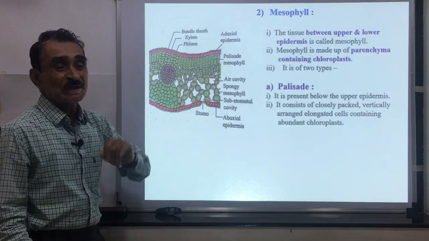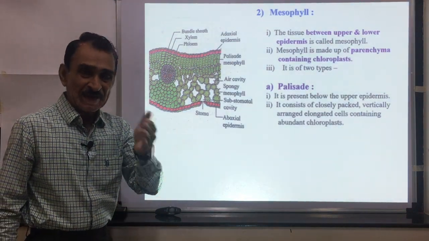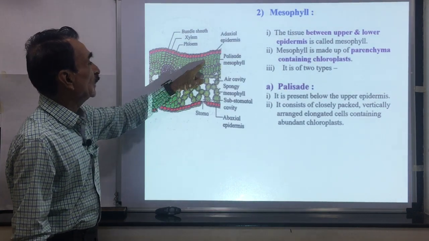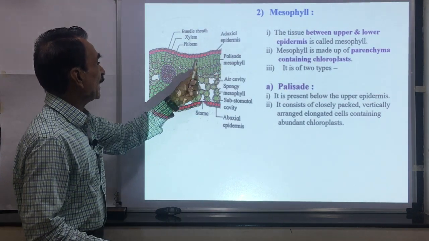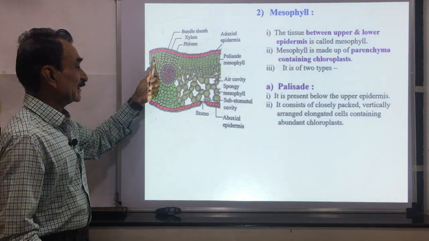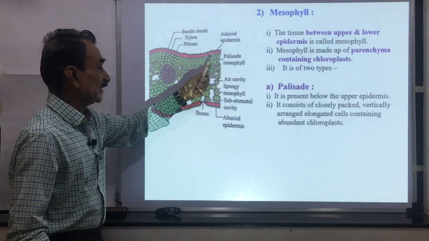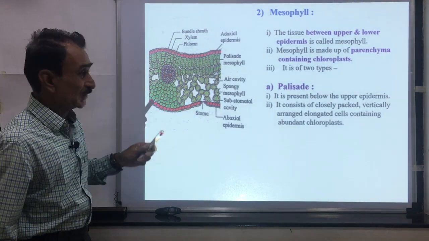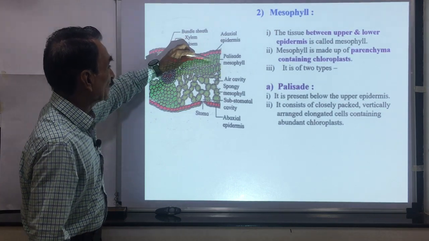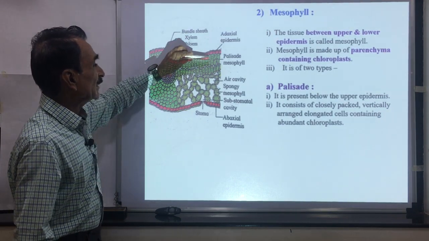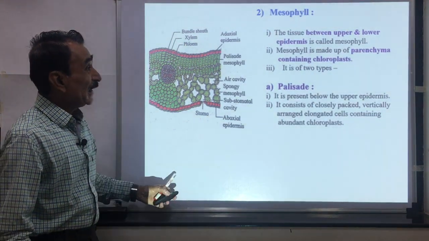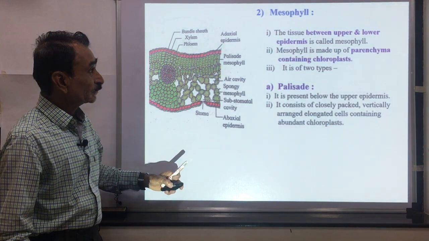This mesophyll tissue is of two types: palisade and spongy parenchyma. Palisade, you can see, is present below the upper epidermis. These are elongated cells. Here, palisade cells are vertically arranged elongated cells containing abundant chloroplast. Below the upper epidermis, elongated cells are present. This is called palisade tissue. These cells contain abundant chloroplast. This is the palisade.